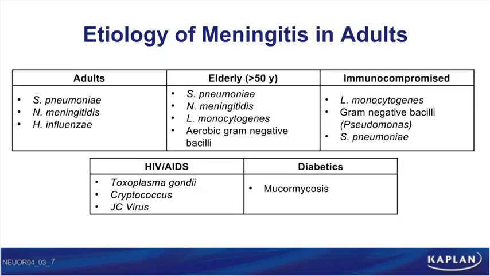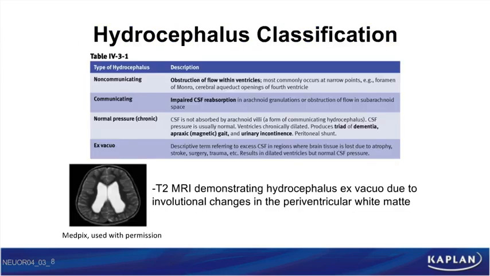Adults are most likely to have strep pneumoniae as the cause of meningitis, and diabetic adults who are poorly managed are susceptible to the often fatal mucormycosis infection. Elderly adults are also most commonly found to have strep pneumoniae, but they are also susceptible to listeria and aerobic gram-negative bacteria. Immunocompromised adults are likewise susceptible to these organisms, and patients with HIV/AIDS are uniquely susceptible to toxoplasmosis, cryptococcal meningitis, and viral encephalitis from the JC virus.